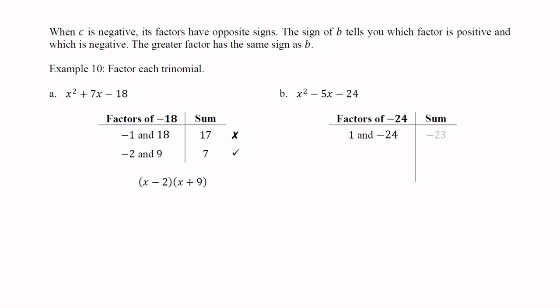1 and negative 24 add to give us negative 23. That will not work. 2 and negative 12 give us negative 10. That will not work. 3 and negative 8 give us negative 5, and that is our middle coefficient. So we can factor this into x plus 3 times x minus 8.